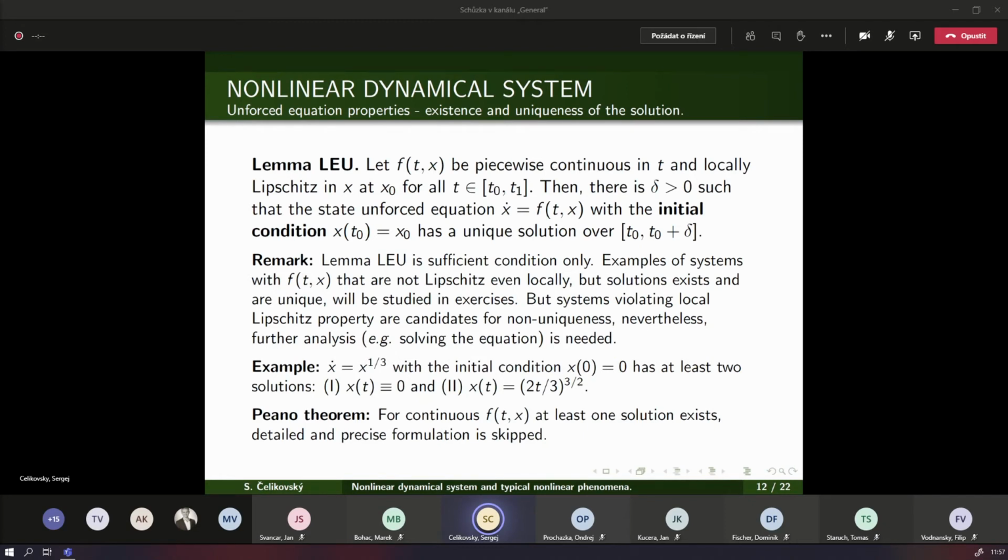Some examples that even if this right-hand side is not Lipschitz, then still a solution may exist and be unique and so on. So it's important to understand that these are sufficient conditions. If we know that it is Lipschitz, then a solution exists and is unique. If it is not Lipschitz, then we simply cannot say anything.